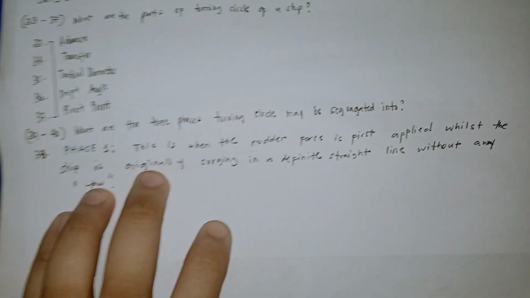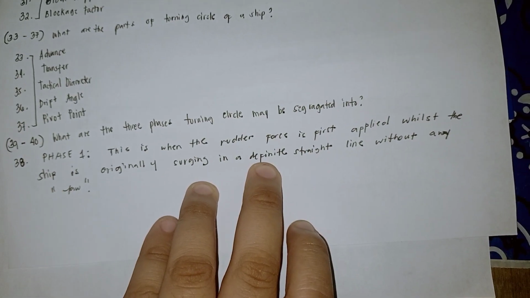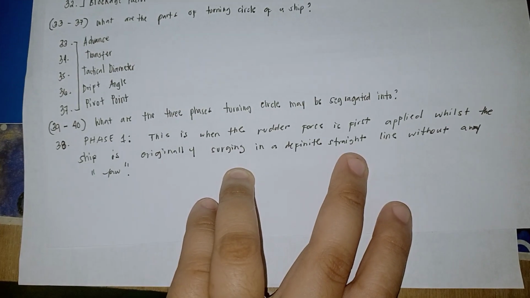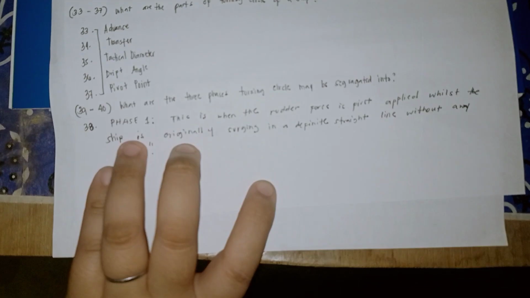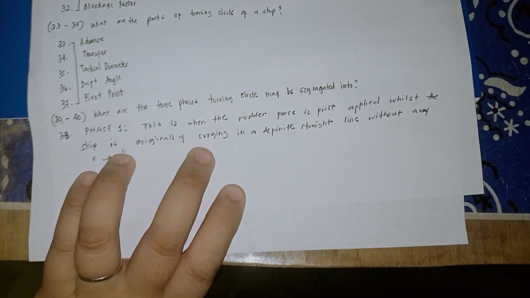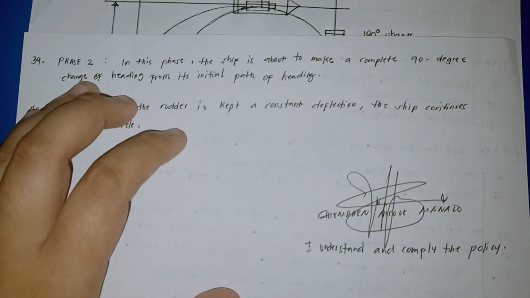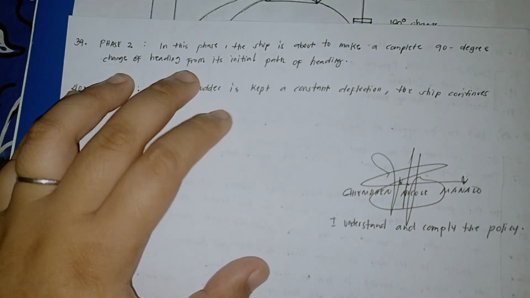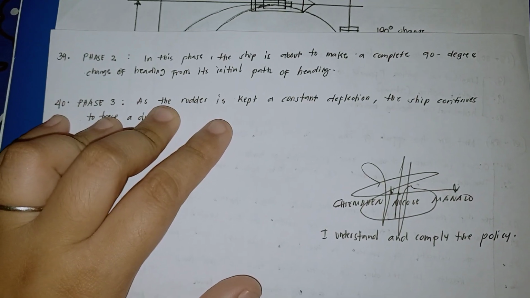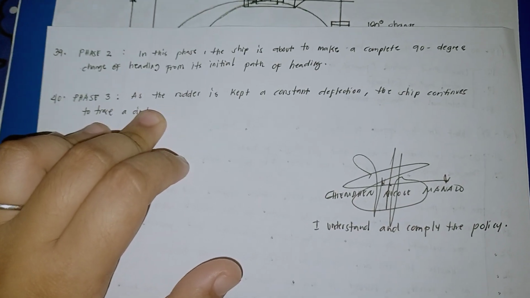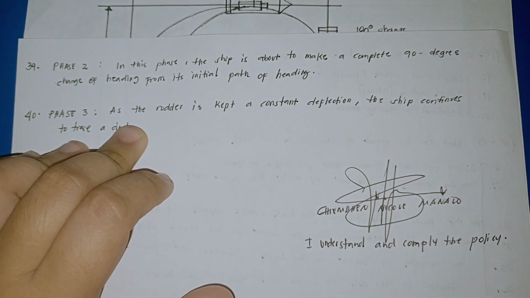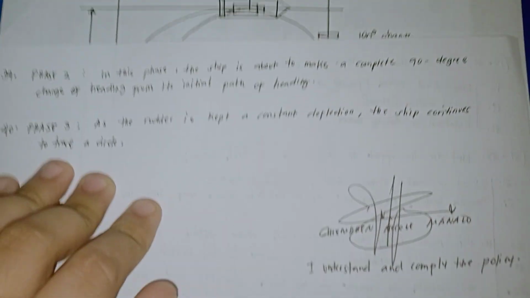We have phase number 1. This is when the rudder force is first applied, and the ship is originally moving in a definite straight line without a turn. For 39, we have phase number 2. In this phase, the ship is about to make a complete 90-degree change of heading from its initial path of heading. We have phase number 3. As the rudder is kept at a constant deflection, the ship continues to trace a circle.